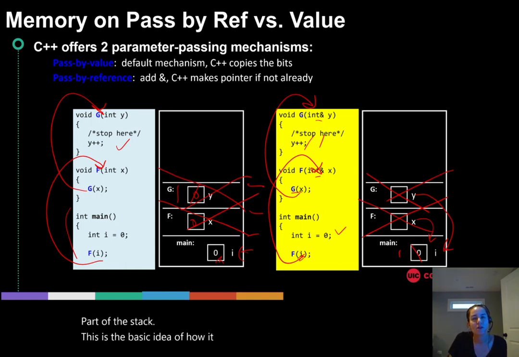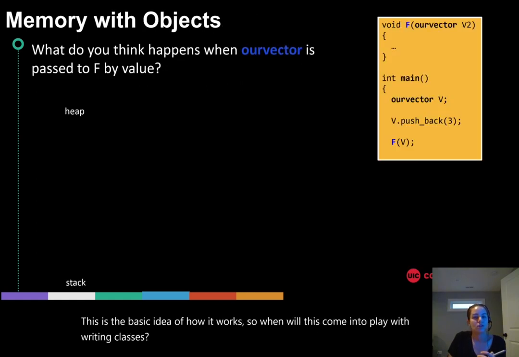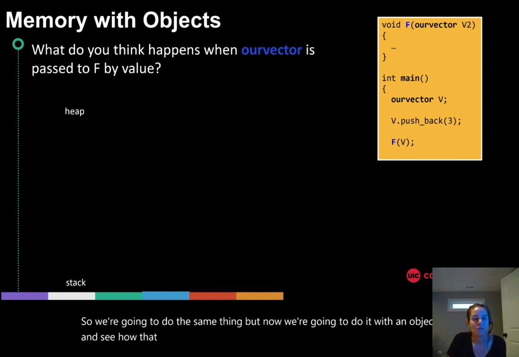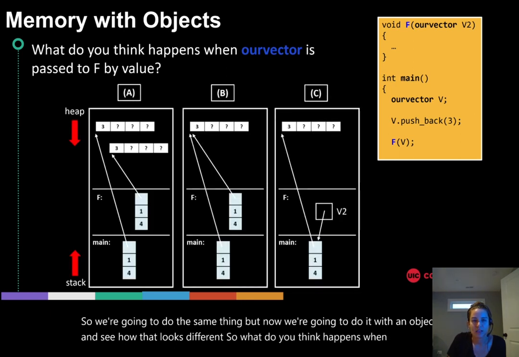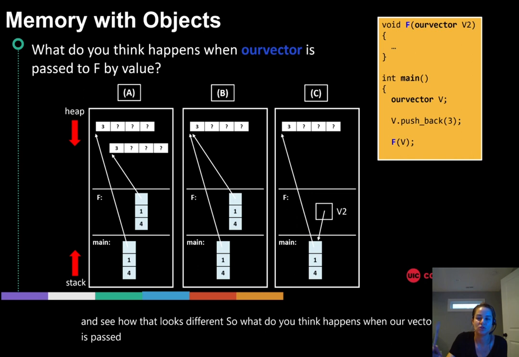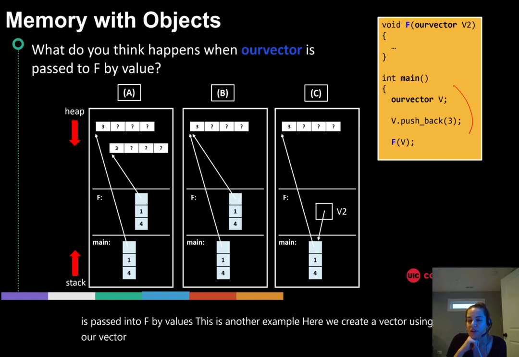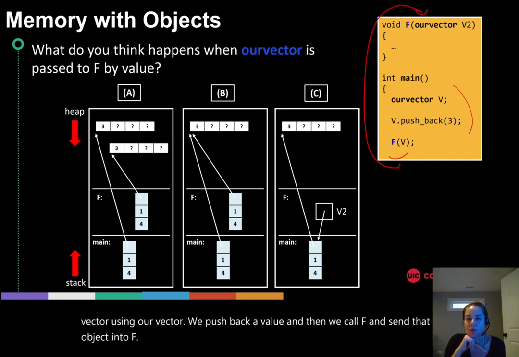So when would this come into play with writing classes? We're going to do the same thing, but now we're going to do it with an object and see how that looks different. So what do you think happens when our vector is passed into f by value? This is another example here. We create a vector using our vector, we push back a value, and then we call f and send that object into f.